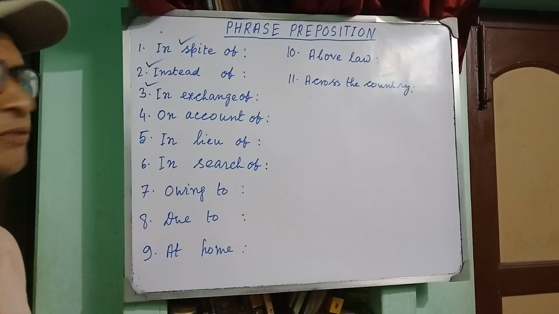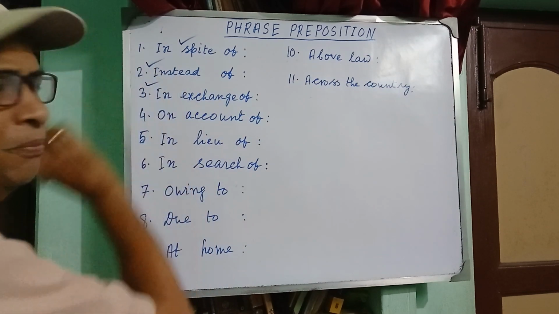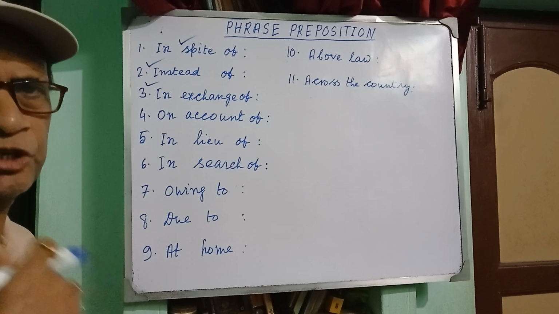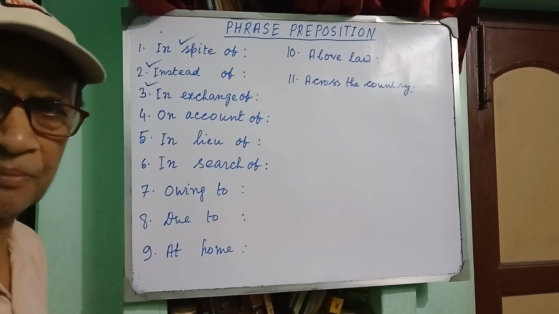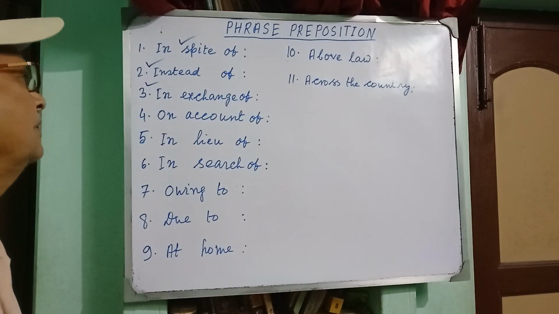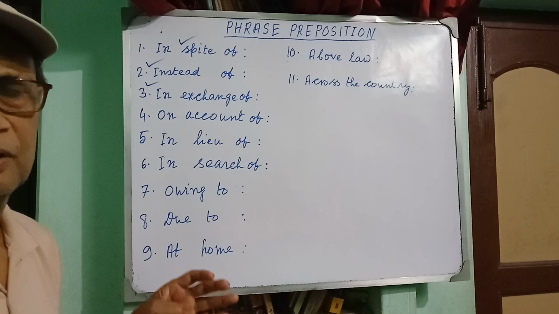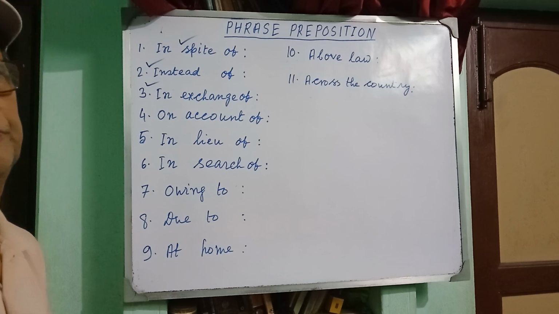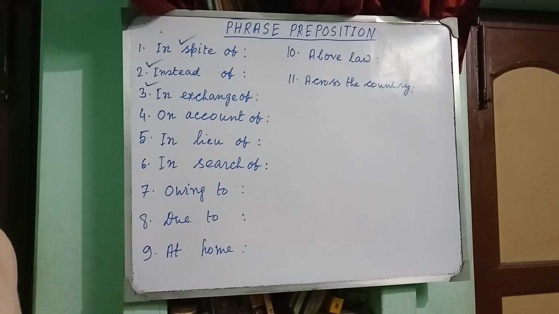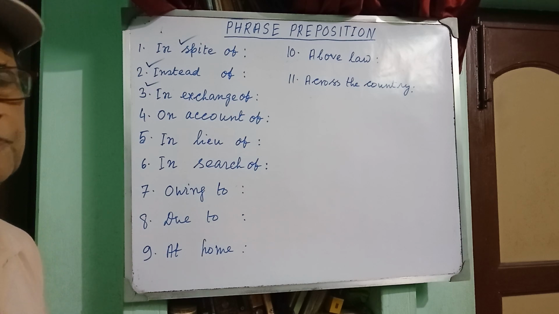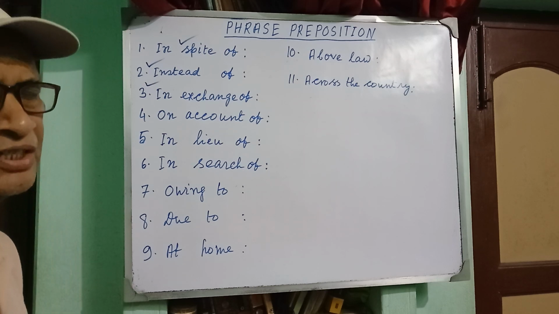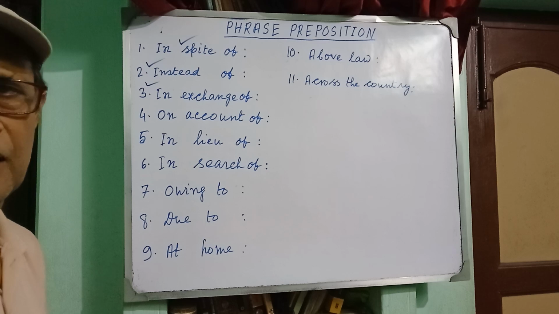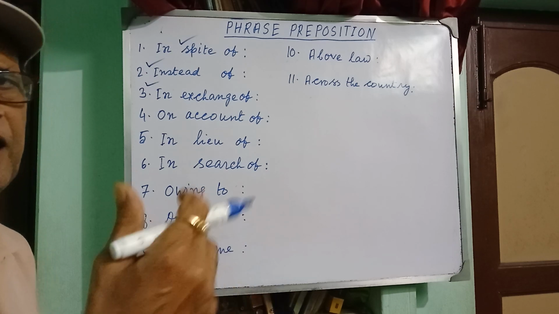In exchange of means instead of or for something, that is substituting something. For example, in exchange of all these books, I had to buy some new books. That means you had to dispose of the old books and you bought some new books. In exchange of this land, in exchange of this house, the promoter gave me a new flat in exchange of.